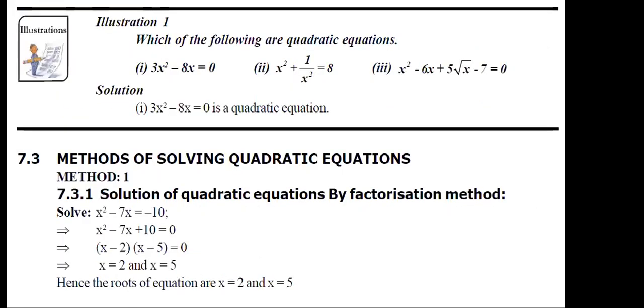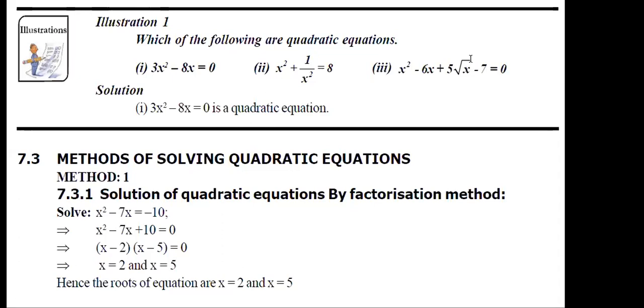When you talk about these concepts, a question like this can be asked: which of these is a quadratic equation? Which of them are quadratic equations? The answer is given that the first is a quadratic equation. You might be thinking, what about the third? Is the third a quadratic equation, yes or no? No, very good. My second question: is the third a polynomial? For example, x square minus 6x plus 5 root x minus 7. Is it a polynomial? No, right?